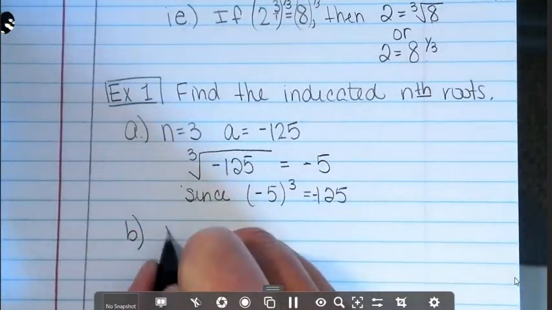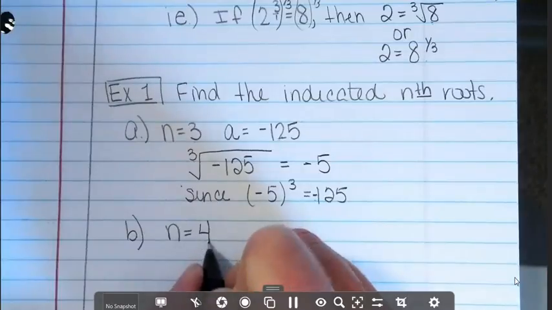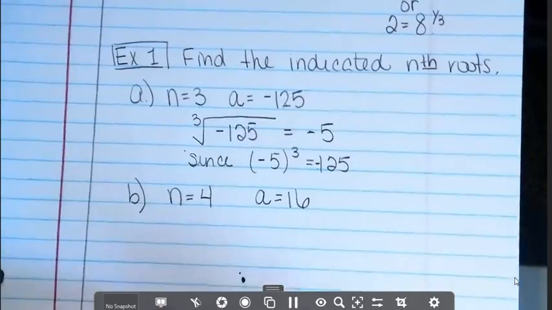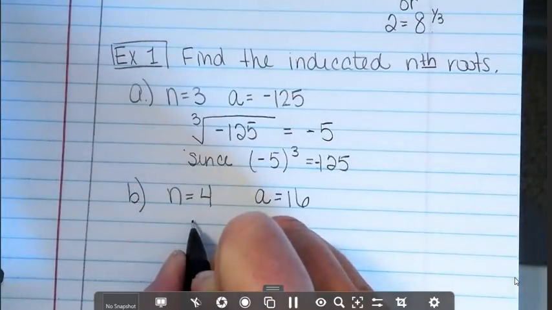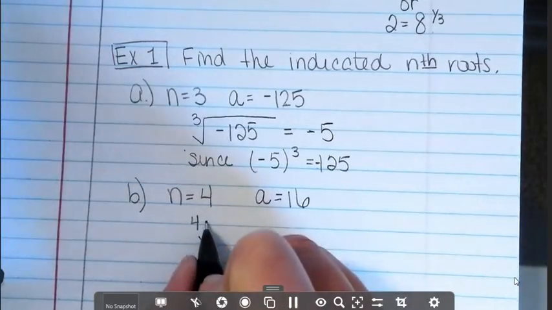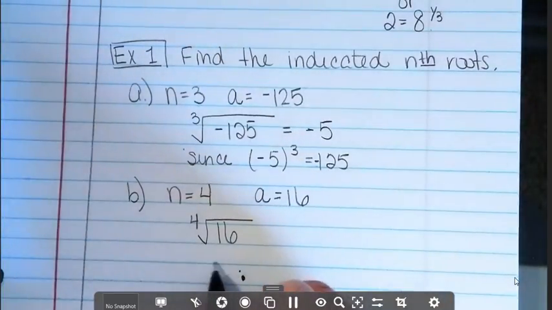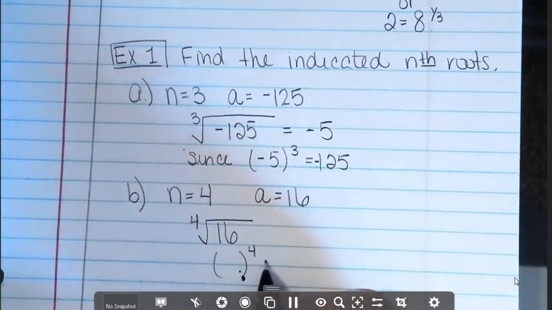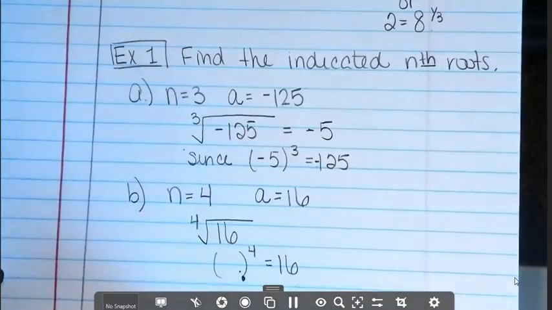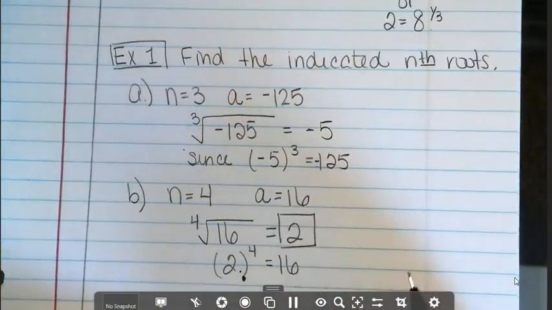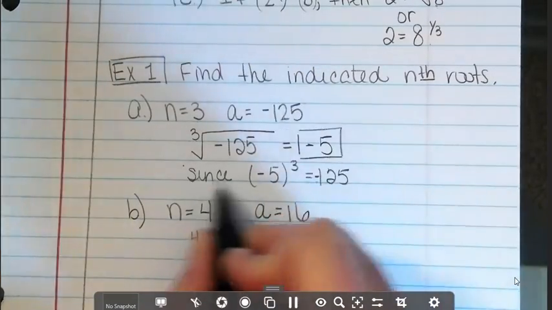B. So our n, or our root that we want to take, is 4. And the number that we're going to take the 4th root of is 16. So the notation using radical notation is the 4th root of 16. What I'm asking myself is, what can I raise to the 4th power to get 16? So what number times itself 4 times will get you 16? Hopefully you realize that that's 2. So this here equals 2. This is my answer. This is just me kind of proving it.